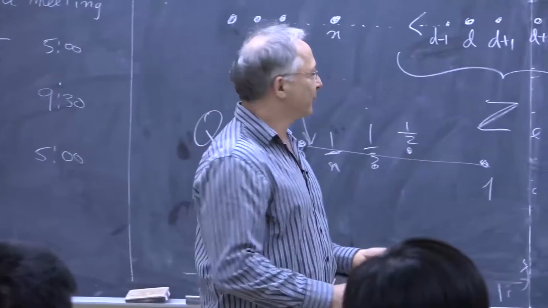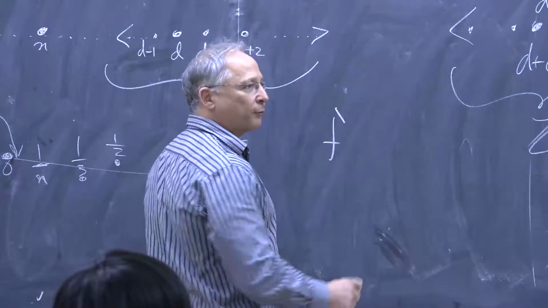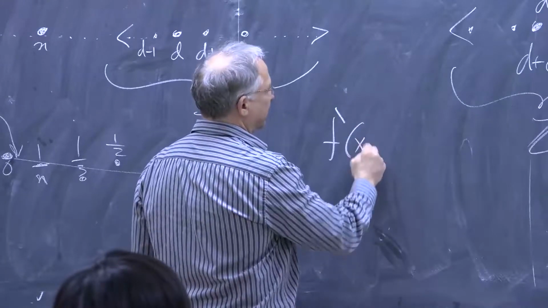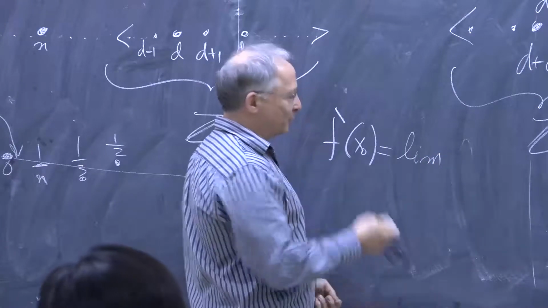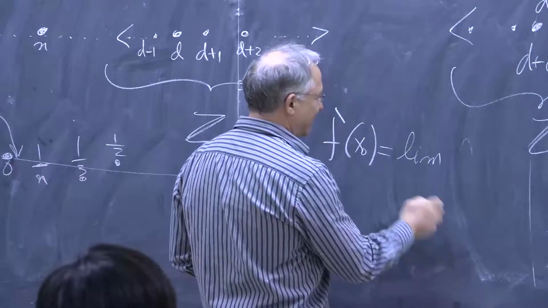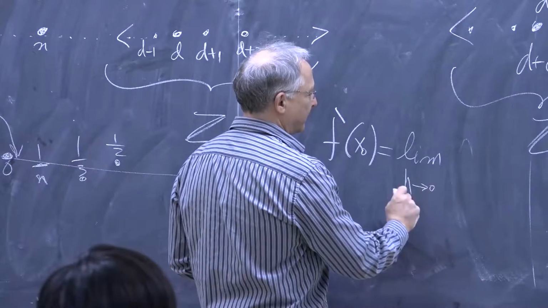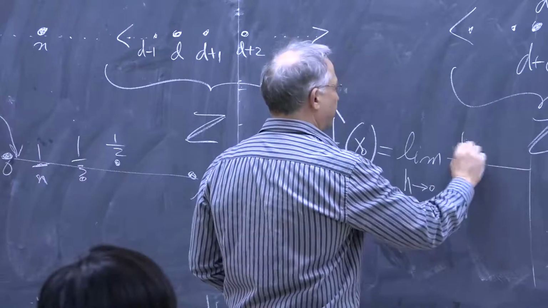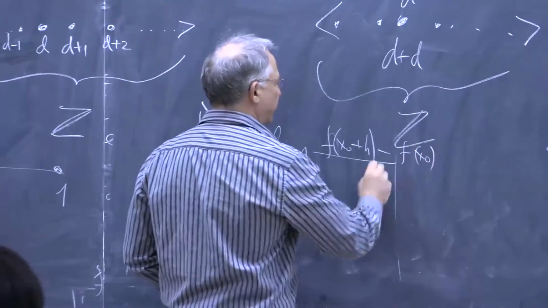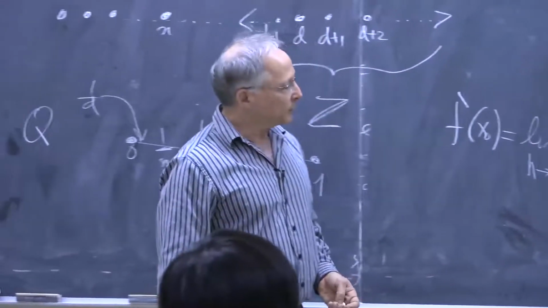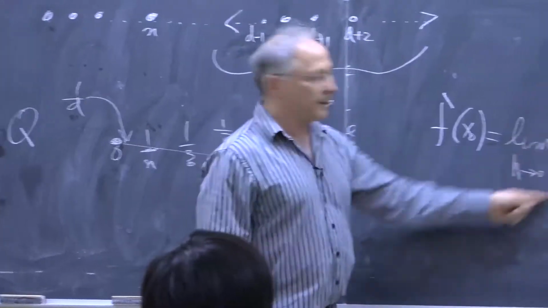So the derivative of f at a point x0 is usually the limit. I don't know if you remember it, but if you do, you should correct me because I'm going to make mistakes. It's the limit as h goes to 0 of f of x0 plus h minus f of x0 divided by h. Right? That's our definition of the derivative. And I need to use limits.